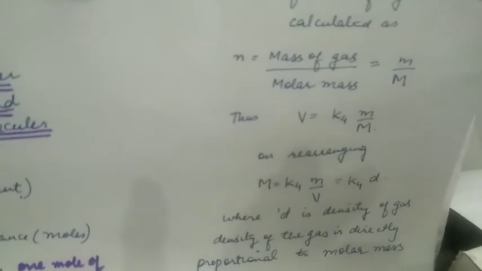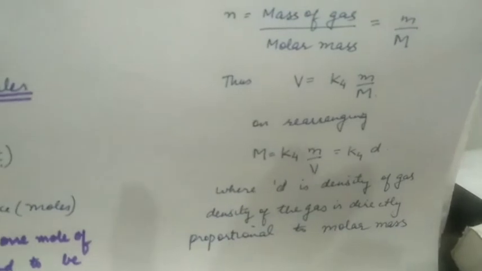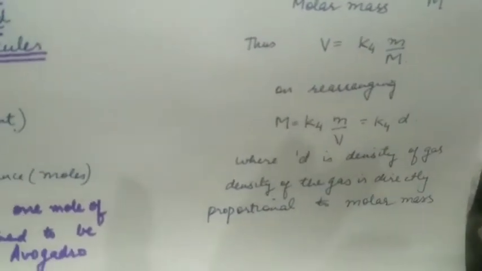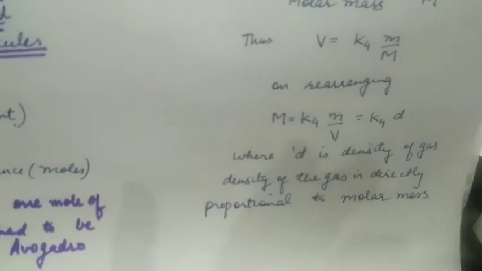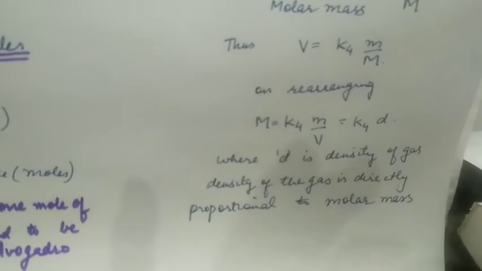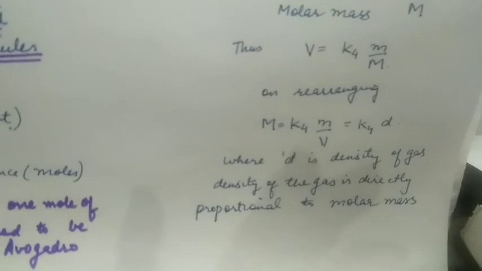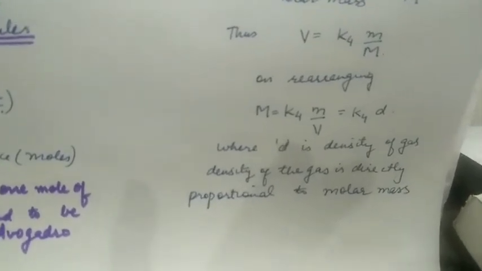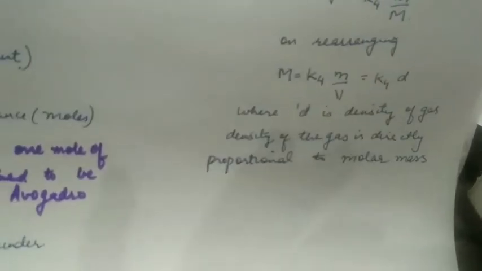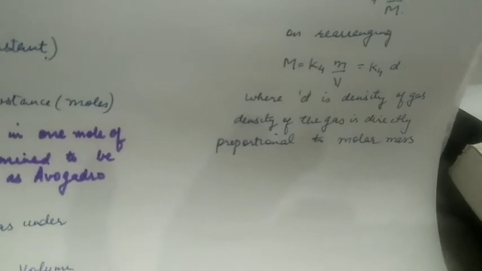Number of moles can be calculated by dividing mass with the molar mass, m upon M. So we know V is proportional to n, so V is equal to K4 into m upon M. And on rearranging, we get M is equal to, we take m upside and V downside. So M is equal to K4 into m upon V. But mass per unit volume is density. So we get molar mass is equal to K4 into d, where d is the density. So density of gas is directly proportional to the molar mass. This is another relationship you can derive from the Avogadro's law.